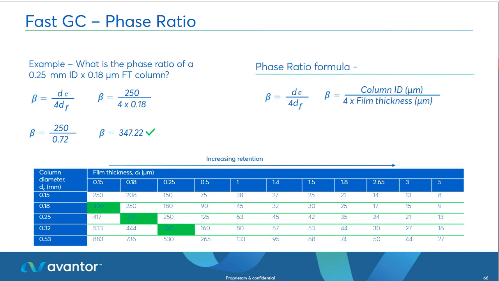And here you can see the calculation, the formula to double check the phase ratio. It's the column ID in micron divided by 4 times the film thickness in micron. I double checked this with a film thickness of 0.18 and a column ID of 0.25 to see if the calculation worked well. And it does, so I achieved the same value, a phase ratio of 347.22. So this is a good way, if you haven't got an idea of where your current dimensions fall in this table, you can do this calculation.